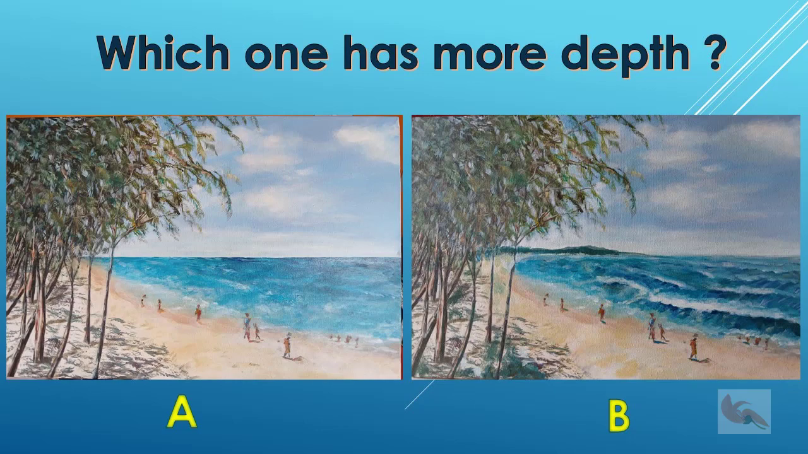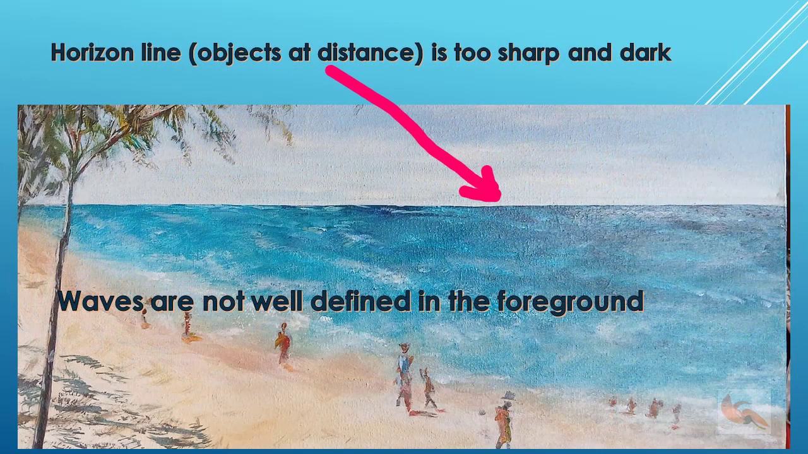Could you find out? Okay, see here in painting A, the sea at the horizon is too dark and too well defined, whereas the sea in the foreground, closest to the observer, is not well defined. Moreover, the waves are not reducing in size as they recede. So the depiction here is giving a confused signal to our mind. The horizon line looks closer, and the waves in the foreground, which are supposed to be the closest, look far off.